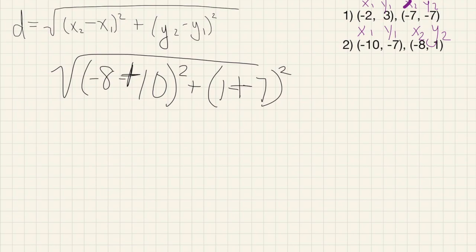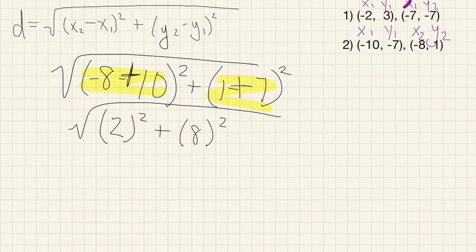Now I'm going to go through the same way I did last time. Start with what's in the parentheses. So I have -8 plus 10, which would give me 2 squared, plus I have 1 plus 7, which is 8 squared. Then I'm going to do my squaring. So 2 squared will give me 4, plus 8 squared, which will give me 64.